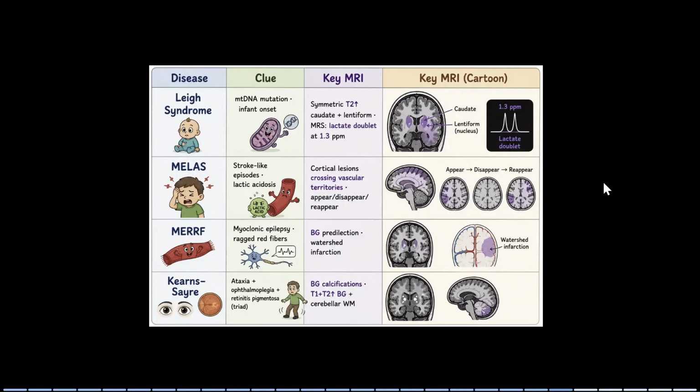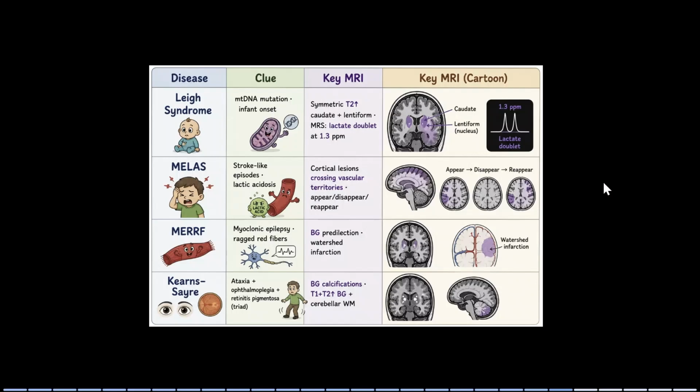Then we have MERRF, which is basically myoclonic epilepsy with ragged red fibers, and basal ganglia is important and is involved. Then we have Kearns disease, and in that there is ataxia, ophthalmoplegia, retinitis pigmentosa. This is a classical triad, and on CT scan we're going to see basal ganglia calcifications as well as T1, T2 hyperintense signals in cerebellar white matter.